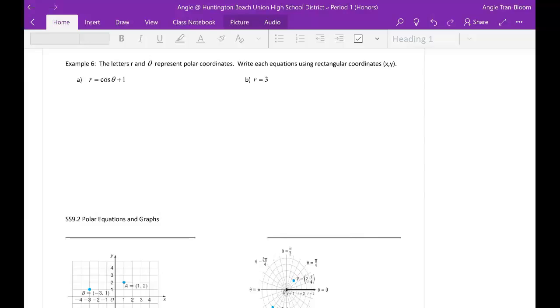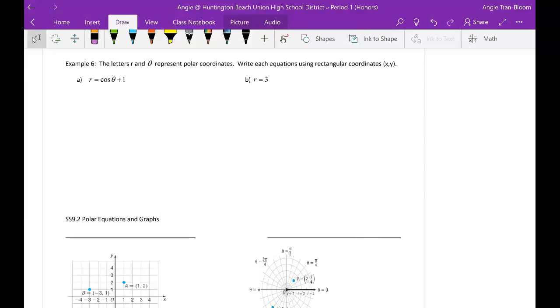Example 6. The letters r and theta represent polar coordinates. Write each equation, I suppose without the plural, using rectangular coordinates, which is x comma y. So before we start, we will write down some key things that are important for us.